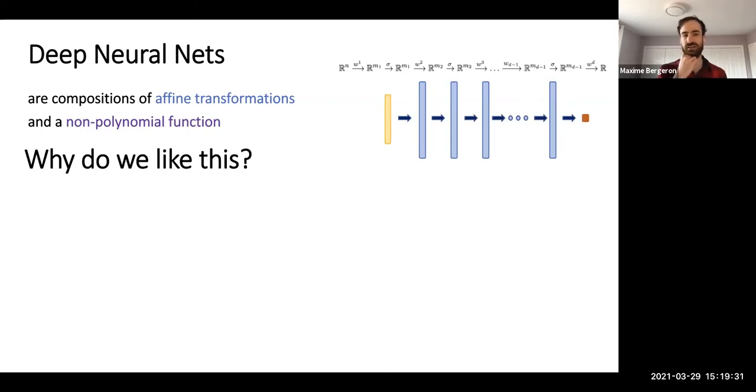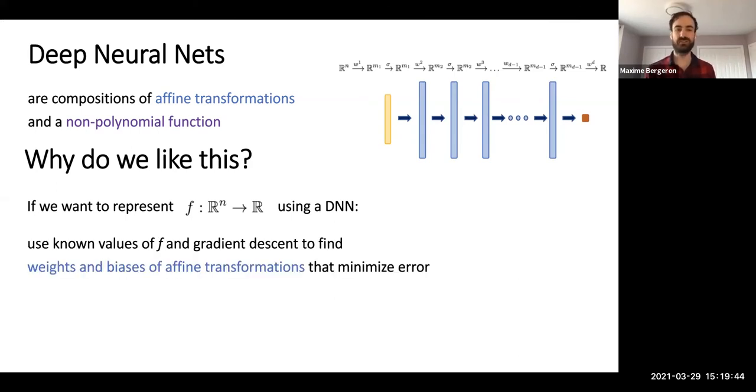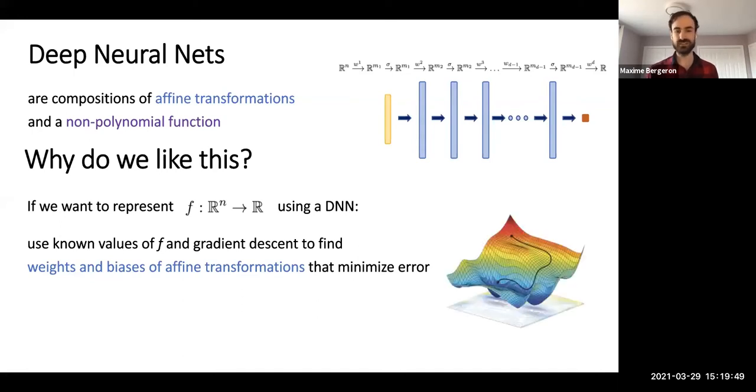But why do we like this class of functions? What's so special about this? Well, say we want to represent some function. So we have our crazy multivariable function going from Rn to R. We actually have a method to try and find a representation of it. So the idea is basically gradient descent. If you know some values of this function, you can just build some crazy composition of this type, evaluate it against a known point value, see the difference, and then move along the gradient of the difference to hope to find a better and better representative of those functions.